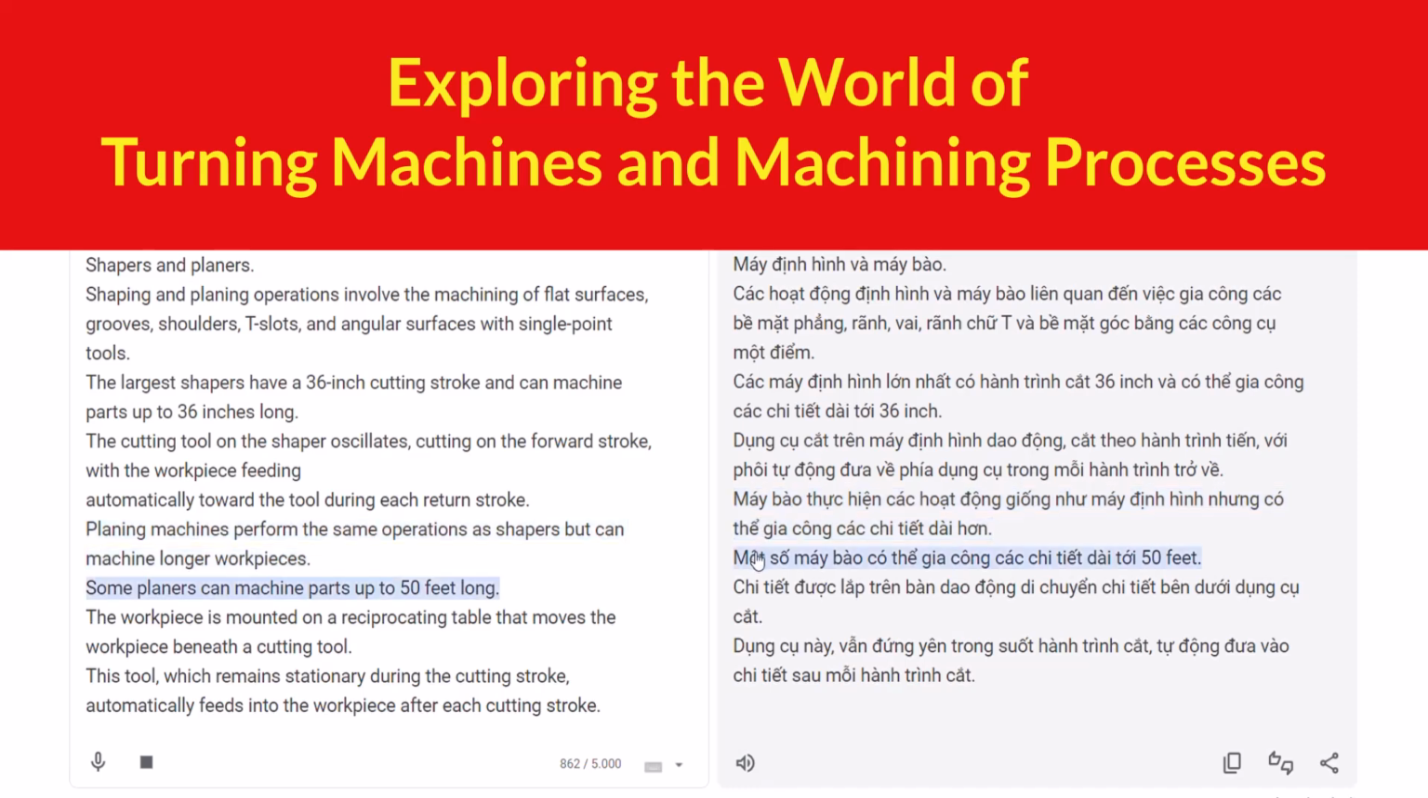Some planers can machine parts up to 50 feet long. The workpiece is mounted on a reciprocating table that moves the workpiece beneath a cutting tool. This tool, which remains stationary during the cutting stroke, automatically feeds into the workpiece after each cutting stroke.